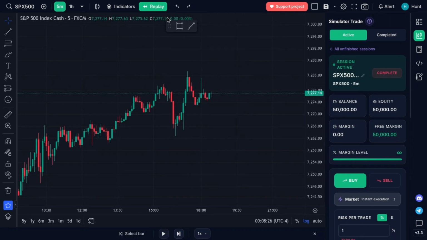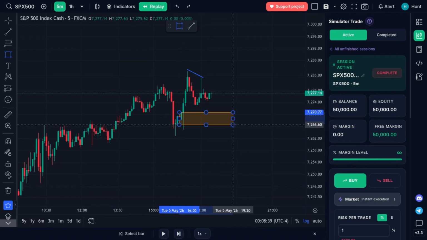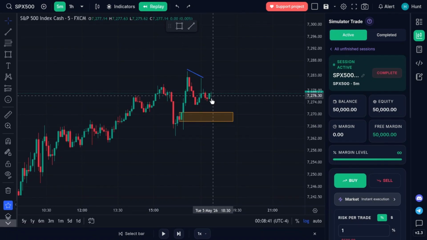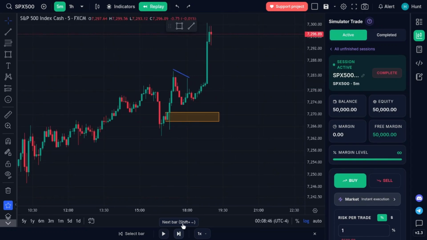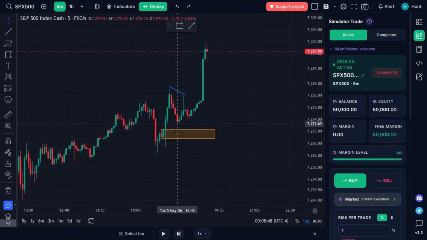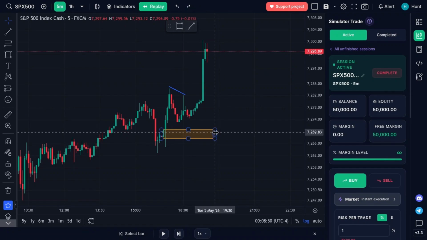So we have buy side liquidity right here that we just engineered. So if price comes down and retraces close to this order block, I would be comfortable taking a buy position to target those highs. So let's see. Alright, so the idea was right. However, price just went up and took the highs regardless.